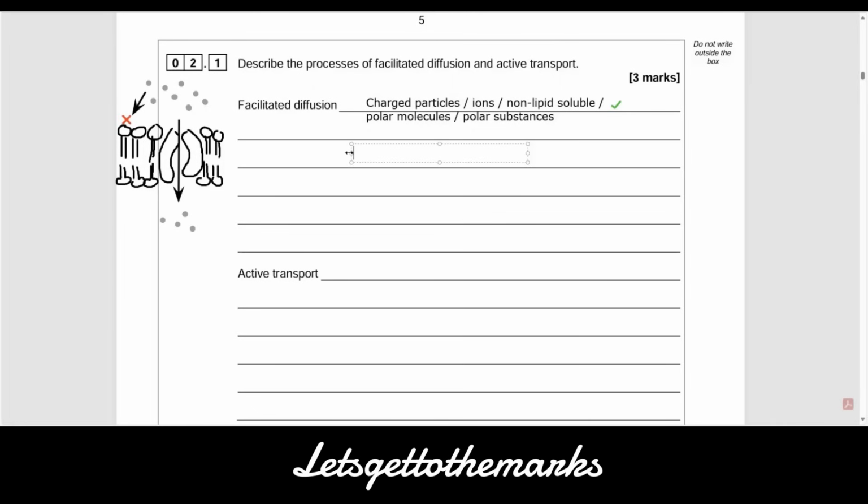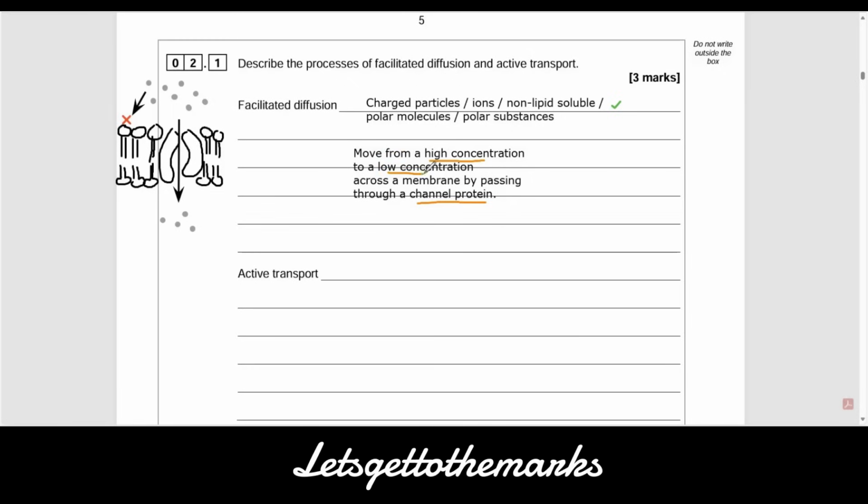So the point we want to get across here for facilitated diffusion is that it's charged particles that are involved, or ions, or polar molecules, and they move from a high concentration to a low concentration through a channel protein across a membrane. Now, specifically, the marks on the mark scheme here, they give you 1 mark for saying charged particles. Don't worry if you miss that out. That's probably the easiest mark to miss.